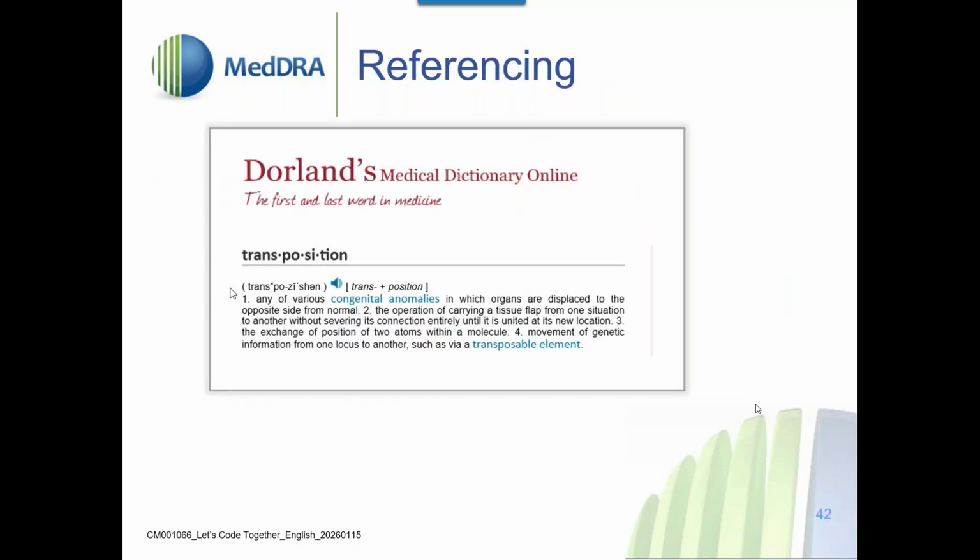Again, I go to Dorland's to see transposition. Transposition could be any of various congenital anomalies in which the organs are displaced to the opposite side. Or it could be the operation of carrying a tissue flap, well, that's very specific, or movement of genetic information. So it could be either a procedure for moving, or it could be a congenital anomaly.